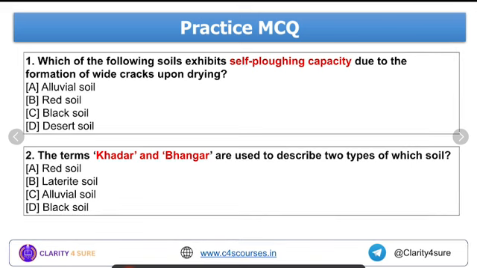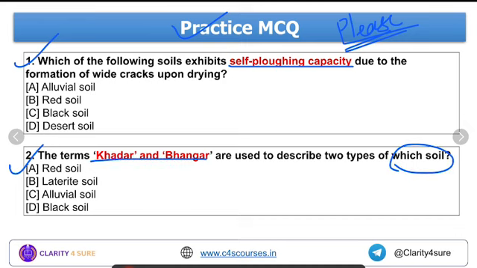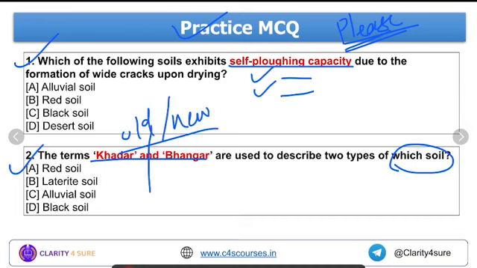So let's take a break, but a break for what? To solve the practice MCQs. Here are the two MCQs I want you to solve, and please comment down below the answers. The first question is: the self-ploughing capacity is exhibited by which soil? And khadar and bhangar are terms used in the context of which soil? Please comment down below the name of the self-ploughing soil, and tell me which is the old and which is the new alluvial soil. So these are the practice MCQs.